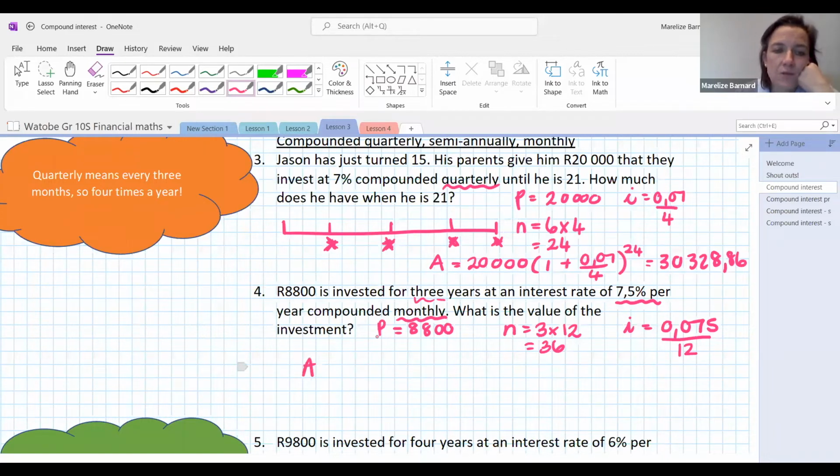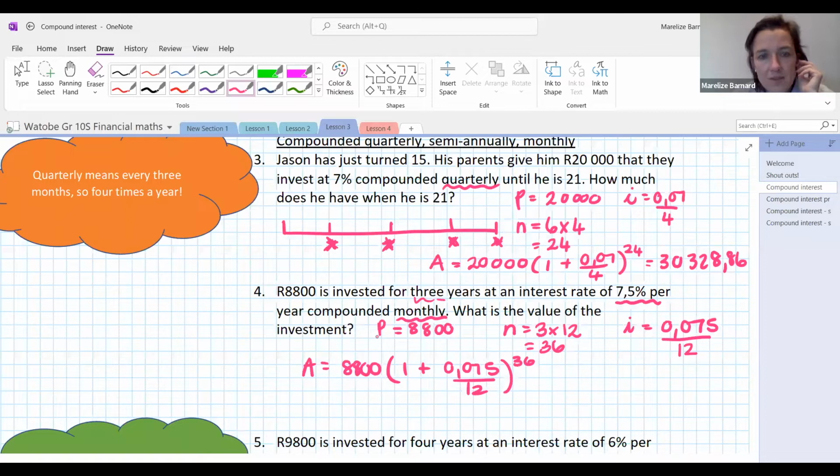So then we go to our formula and we go 8,800 times 1 plus 0.075 divided by 12, to the power of 36. Okay, Shiraz is quick there with the answer.